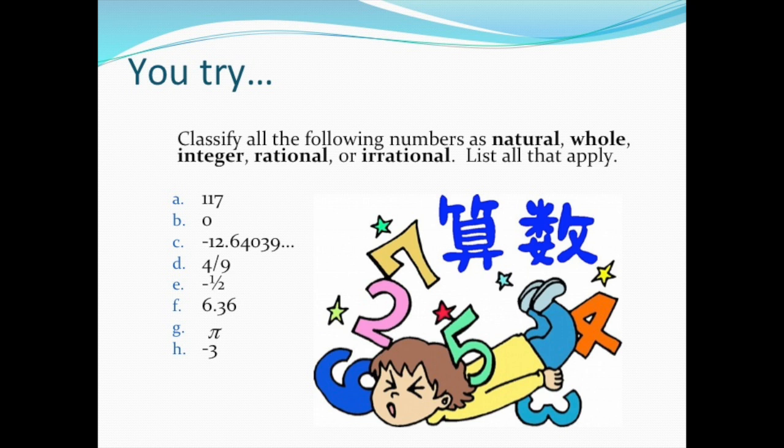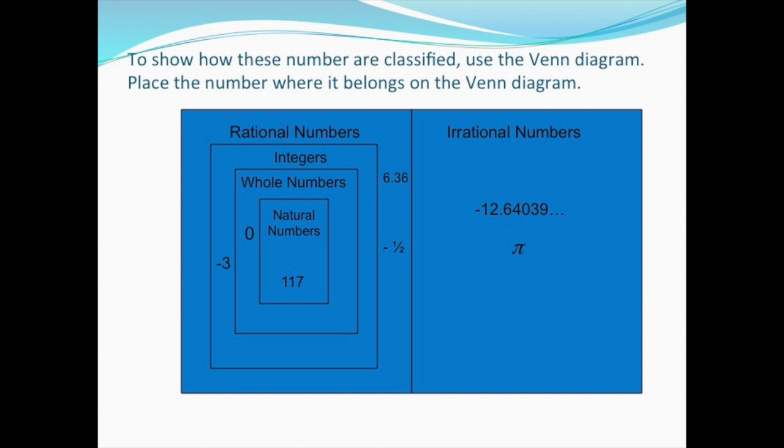You try. On the left side of your paper, classify all the following numbers as either natural, whole, integer, rational, or irrational. List all that apply. To show how these numbers are classified, create a Venn diagram on your paper. Place the numbers where they belong on the Venn diagram. You have rational numbers, integers, whole numbers, natural numbers, and irrational numbers. Make sure you create the picture on your page.